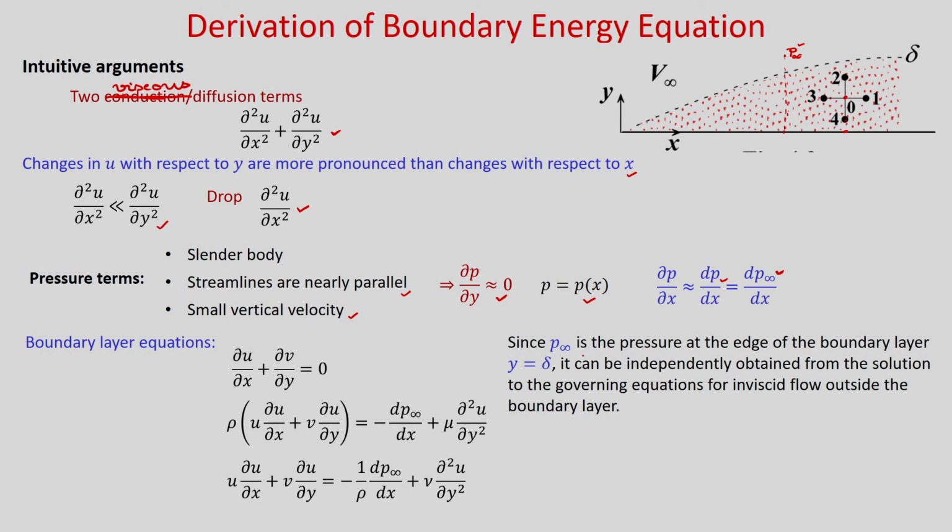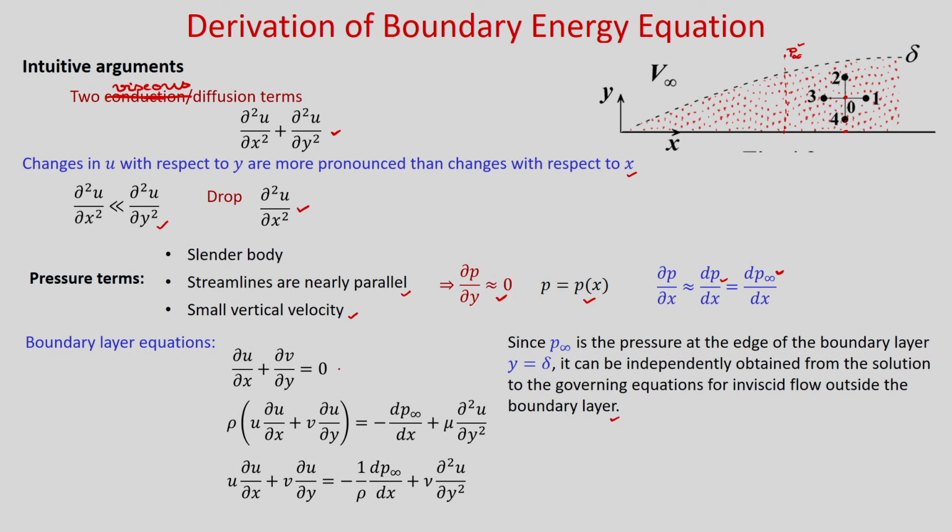Since p infinity is the pressure at the edge of the boundary layer, that means at y equal to delta, it can be independently obtained from the solution to the governing equation for inviscid flow outside the boundary layer. So, in the momentum equation we can write del p by del x is equal to dp infinity by dx.